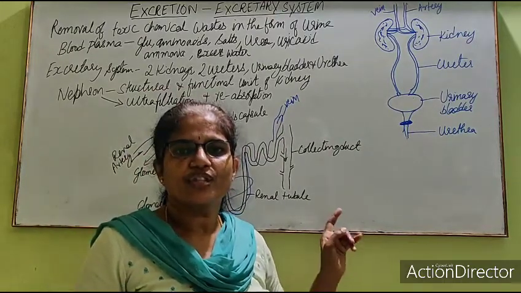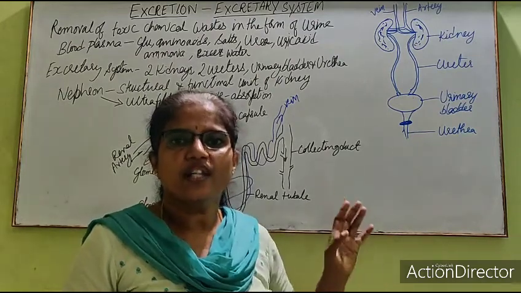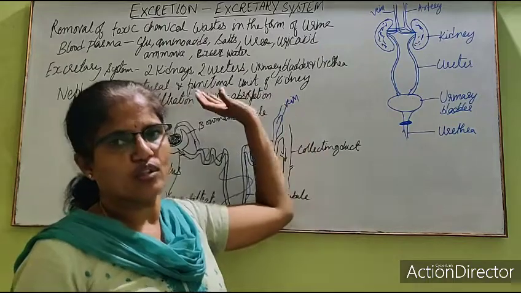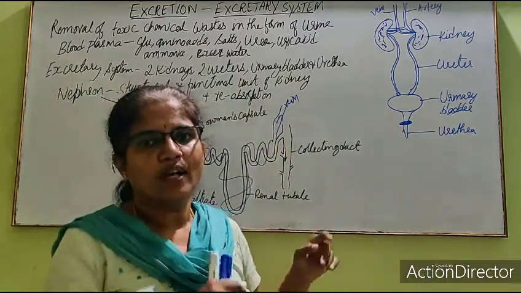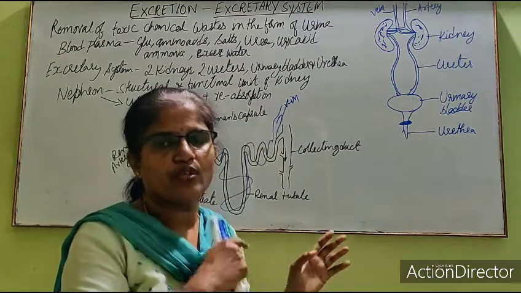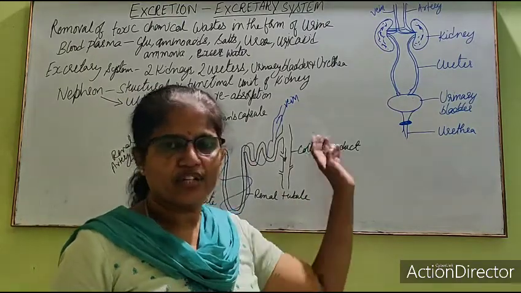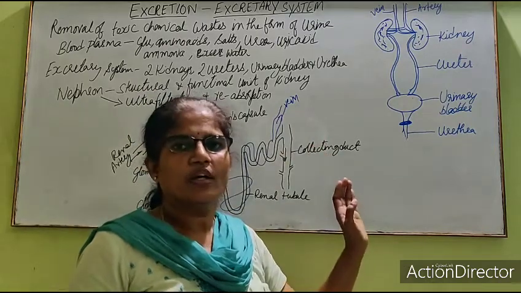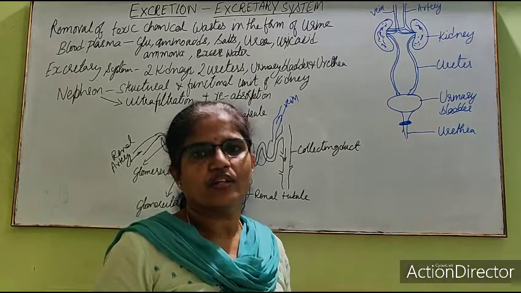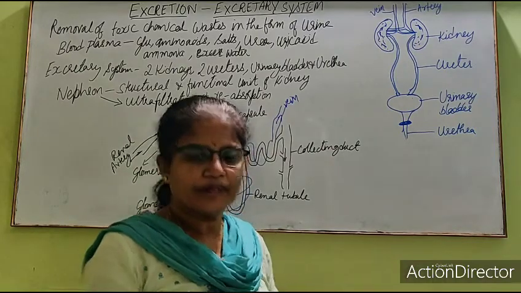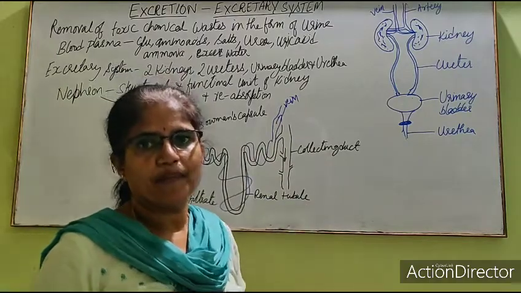An artificial dialysis machine acts as an artificial kidney and removes the toxic chemicals present in the blood. Whole blood is passed through that machine so that it filters all the waste products. If the kidney is not functioning, we have to undergo dialysis. That is an artificial kidney. This is how excretion happens in our body.